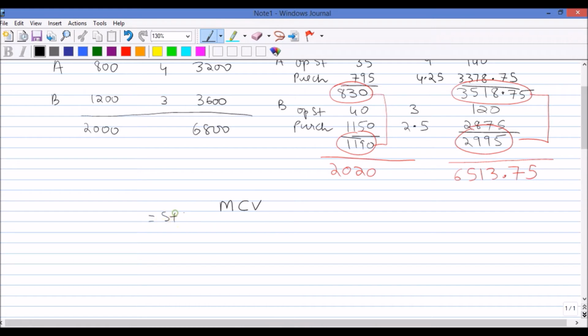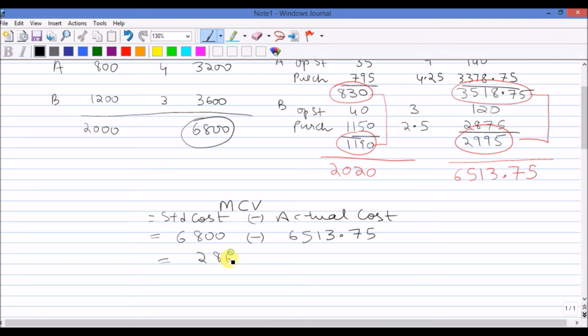So it is standard cost minus the actual cost. So the standard cost is 6800 and the actual cost is 6513.75. 6800 minus 6513.75 is giving me 286.25. My actual cost is less than the standard, it means it is favorable.